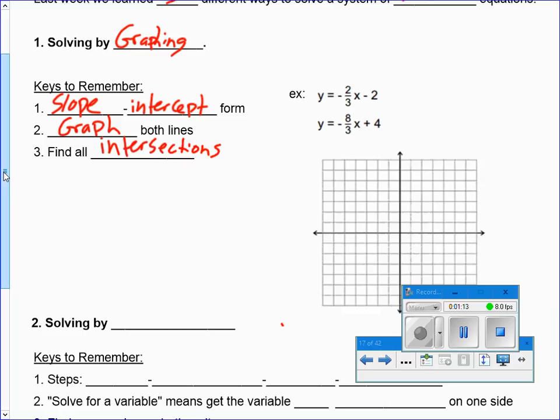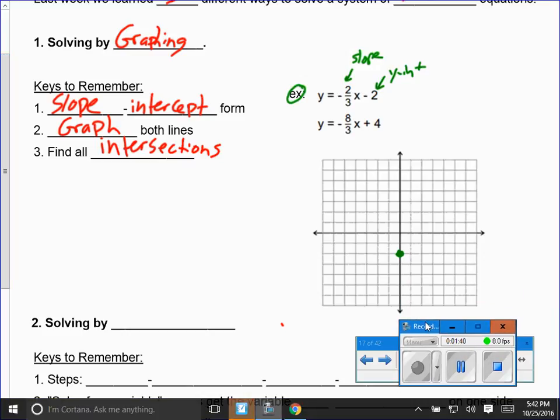So here'd be an example. Here I have y equals negative 2/3x minus 2, and then y equals negative 8/3x plus 4. So the way we graph these lines, remember, is we start with the y-intercept, plot that on the y-axis, and then we count out the slope. So I plot negative 2 on the y-axis. Now I'm going to count from that negative 2. I'm going to count down 2 and right 3. Down 2 and right 3. And around the room, we can go the other way, up 2 and left 3. And then we've got our line.